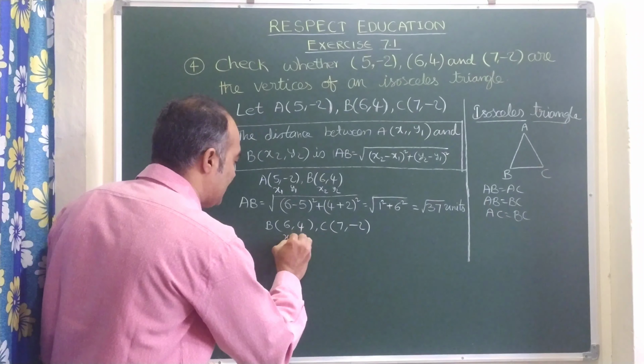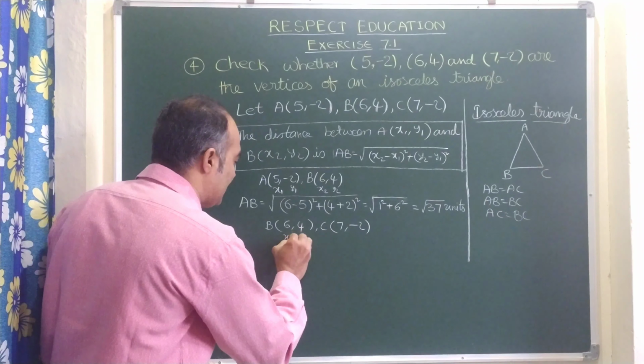1 square is 1. Minus 6 square is plus 36, because minus 6 into minus 6, minus into minus becomes plus. 1 plus 36, this is also root 37 units. See here, clearly we got AB is equal to BC. The second condition gets satisfied. So we can write these 3 points form an isosceles triangle.